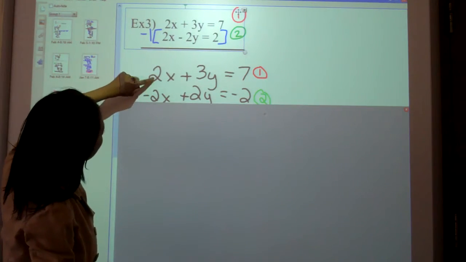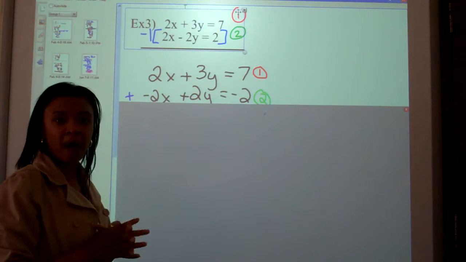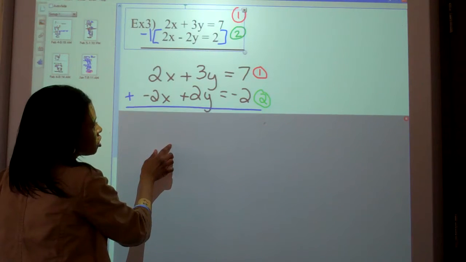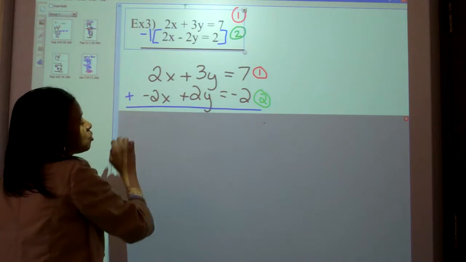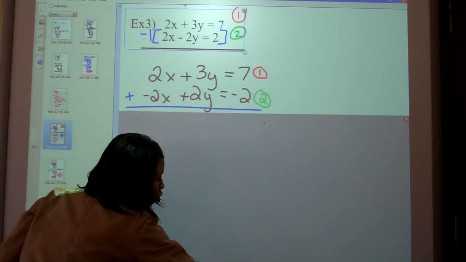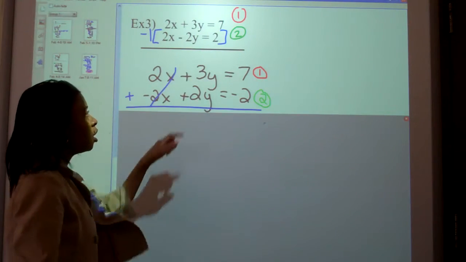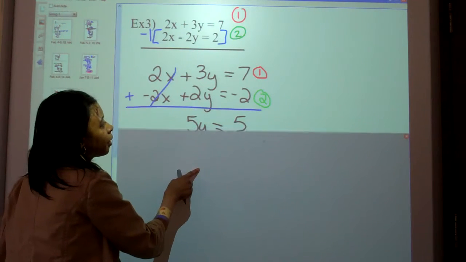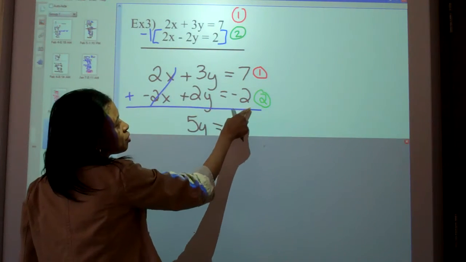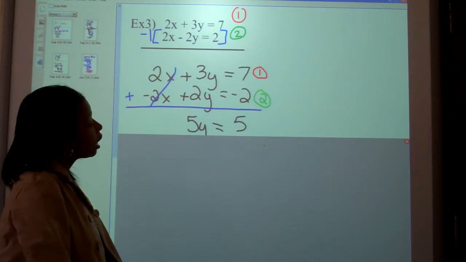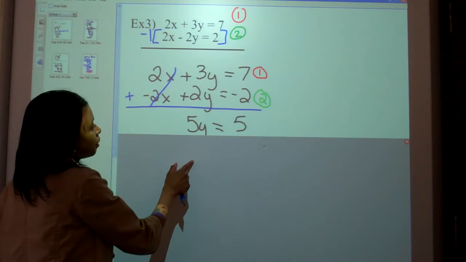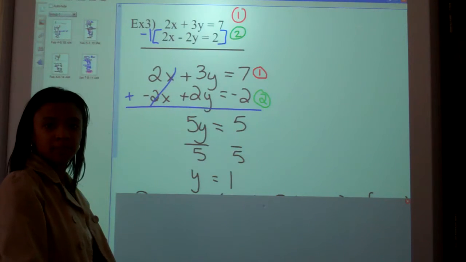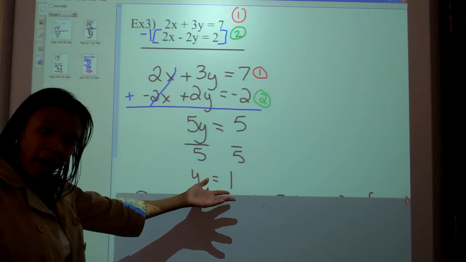Now look, if I were adding these 2 together, would the x's drop out? Yes. So now I'm going to add the 2 linear equations. 2x plus a negative 2x is 0, so these are now going to drop out. 3y plus a 2y is going to be a 5y. And then 7 plus a negative 2 is a 5. I can solve for y by dividing both sides by 5, and y is equal to 1. So this time we found y first and not x.